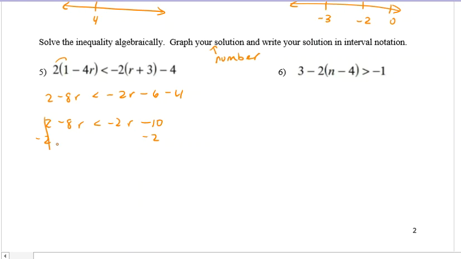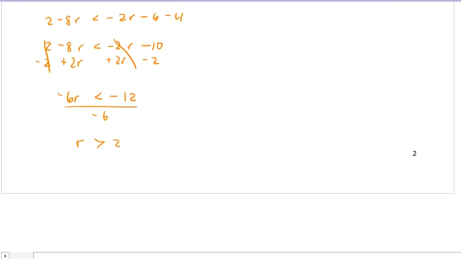Move that over. Add the 2r. So I have negative 6r on the left-hand side and negative 12 on the other side. Divide by a negative 6. Whenever you divide an inequality by a negative, we reverse the inequality sign. So we're looking at strictly greater than 2. Strictly greater means not or equal to. So open circle and greater than those numbers on that side. And if I'm going to write in interval notation, I'm going to have a parenthesis because it's an open circle from 2 to infinity. Okay.